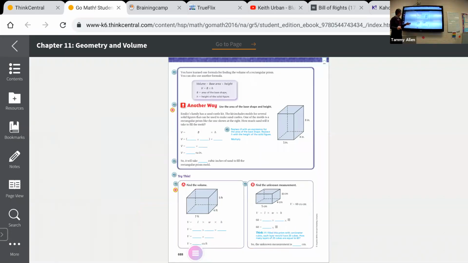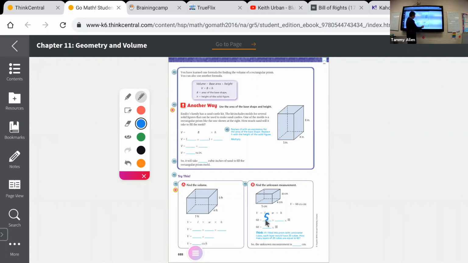As we take a look at the examples on the next page, it's all the same: volume equals length times width times height. I want to go down to example B, though. Example B is a little different. We know that the volume is 60. We've been told that. So 60 goes in for the volume. We know the length is 5. We know the width is 4. We don't know the height, so we put H in for the height.